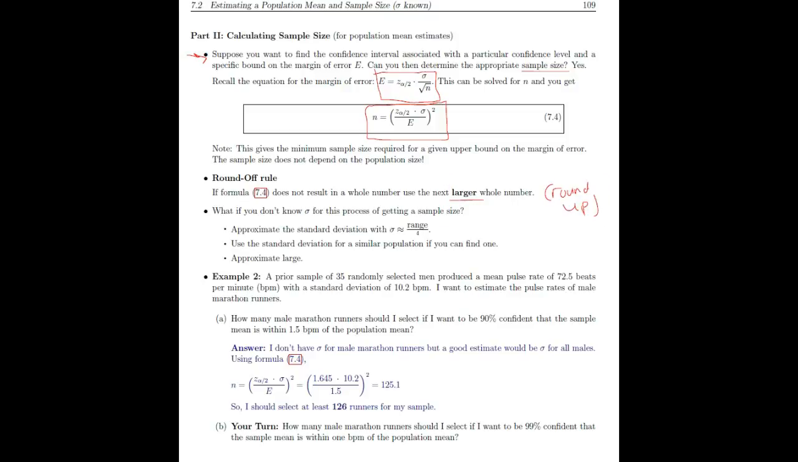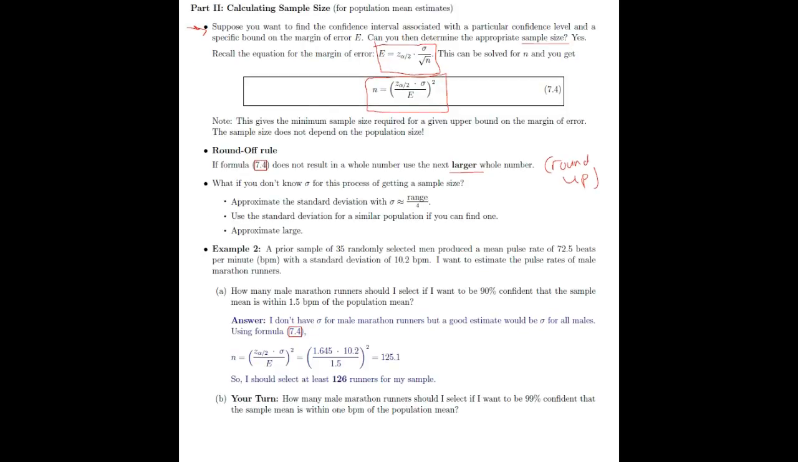Okay? So, what if you don't know sigma for this process of getting a sample size? You could approximate the standard deviation with a formula: sigma is approximately equal to the range of your data divided by 4. Or you could use the standard deviation for a similar population if you can find one. Or you could approximate, overestimate it. Okay, so let's go on to example 2 here.